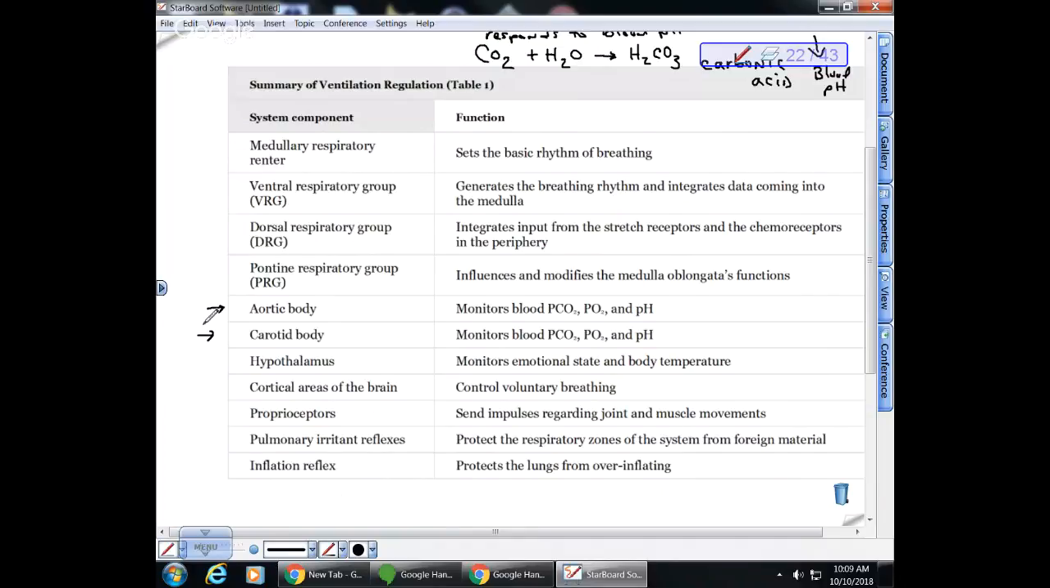And then the cortical areas of the brain, that's your cerebral cortex. That's the outer part of your brain. That is what is involved in consciously breathing. So you can consciously make yourself hold your breath, right, against your desire to breathe, but you can also make yourself hyperventilate by forcing yourself to breathe deeply. Okay.